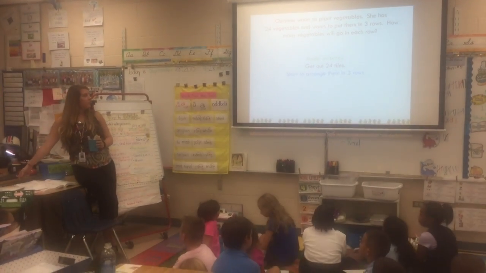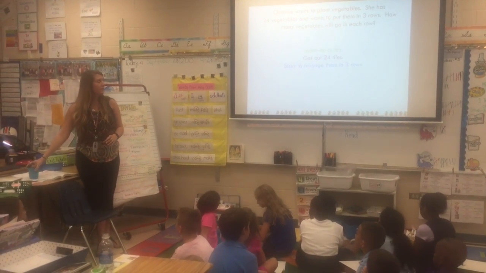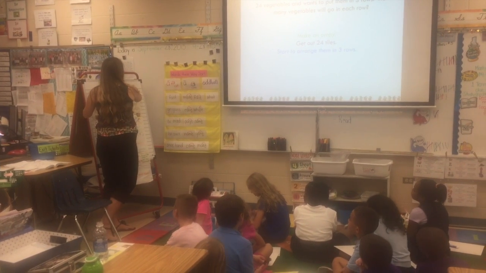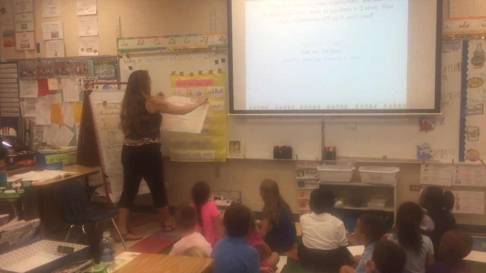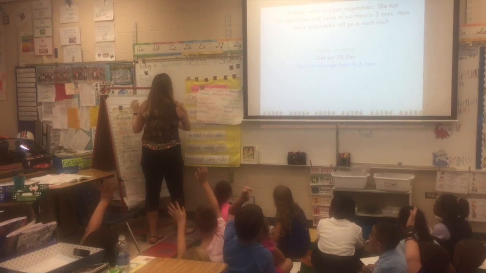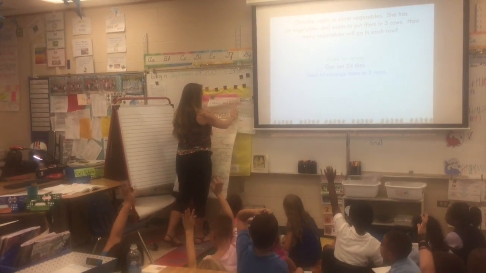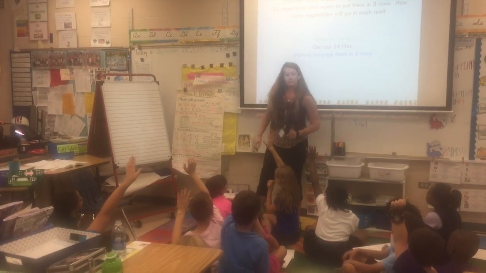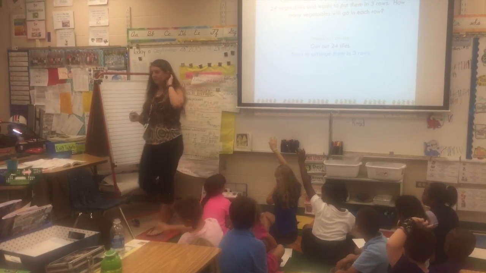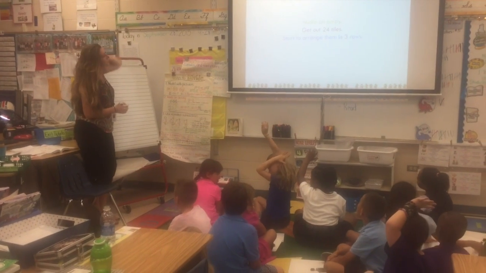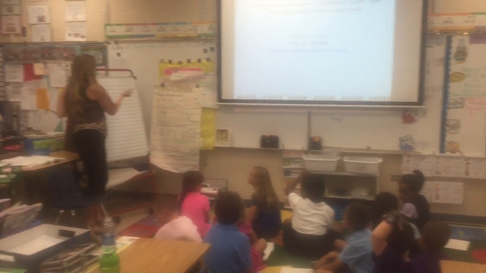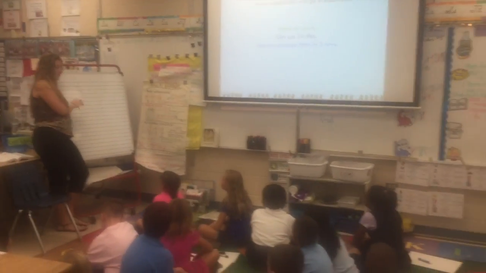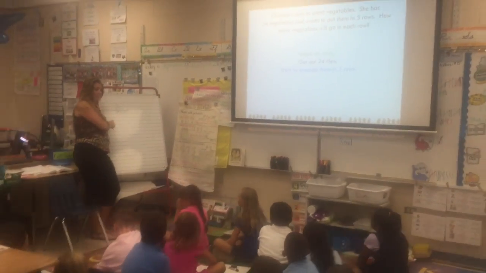So Christine wants to plant vegetables. She has 24 vegetables and wants to put them in 3 rows. How many vegetables will go in each row? How can I make an array with that? Who knows how I can make an array with that? Noah? Draw 3 rows and 8 columns. Awesome. So I have 3 rows, right? So 1, 2, 3. That's the information that they gave me in my problem.